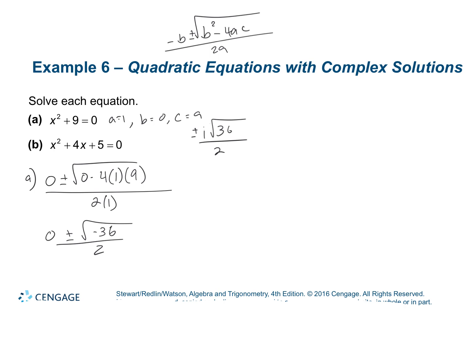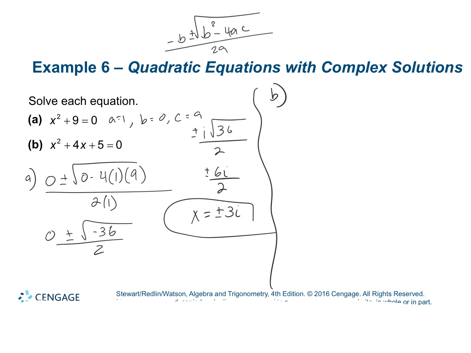36 is a perfect square, so it's going to be plus or minus 6i over 2, which can simplify to x equals plus or minus 3i. So that's going to be your answer for A. I'm going to see if I can fit B in here.